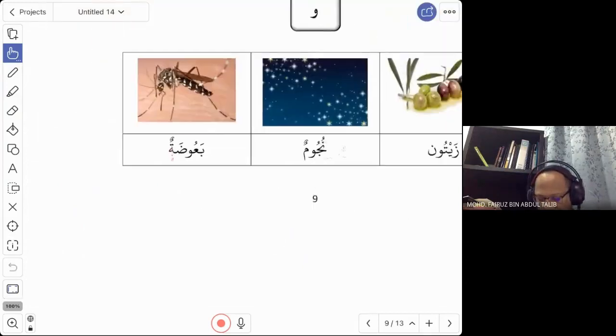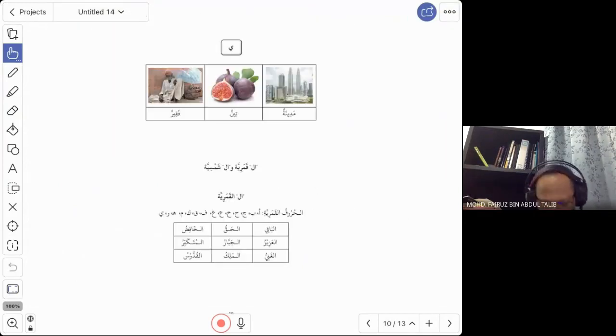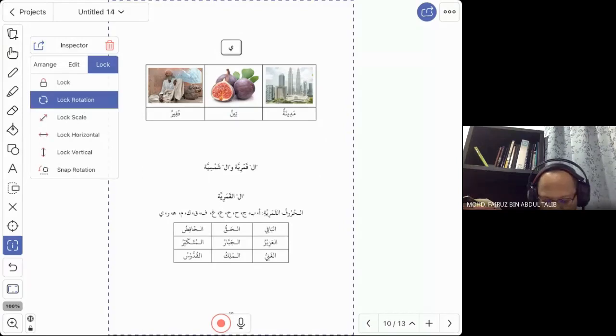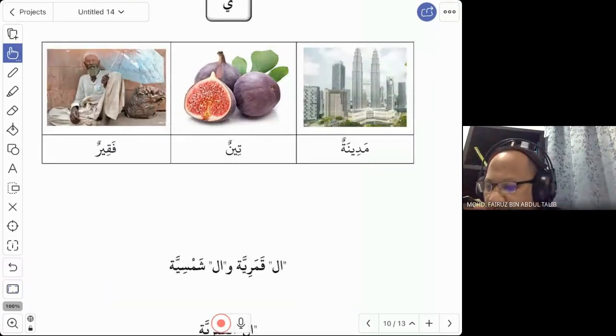Okay, good. And another long vowel, with the ya. Okay, now with the ya. Yes. Who else with the ya?